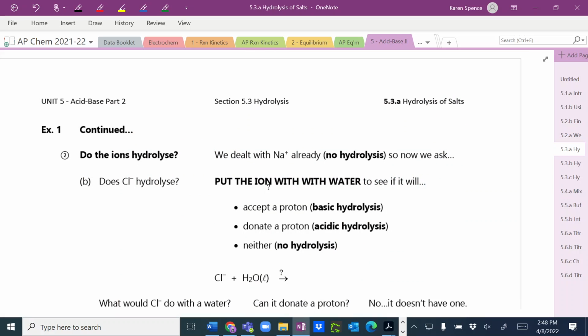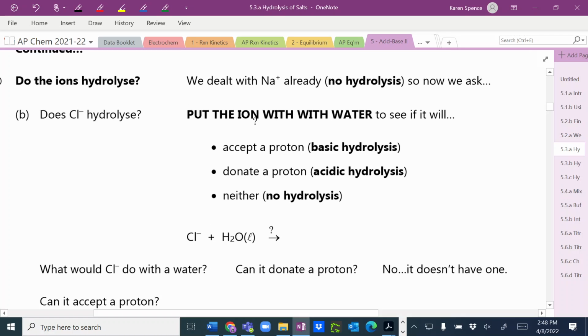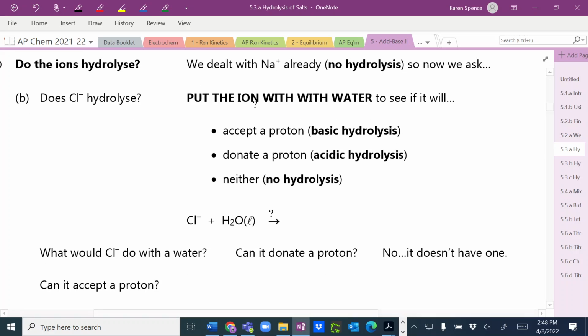So, continue. Do the ions hydrolyze? We dealt with sodium already. No hydrolysis. Does chloride hydrolyze? Can it accept a proton? Can it donate a proton? Will it do neither? Can Cl accept a proton?